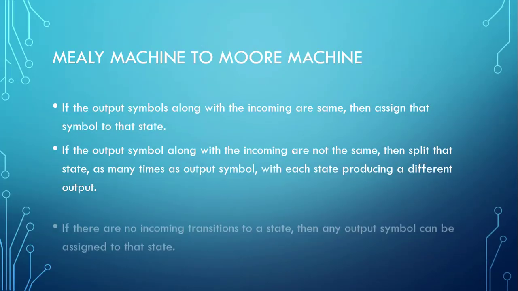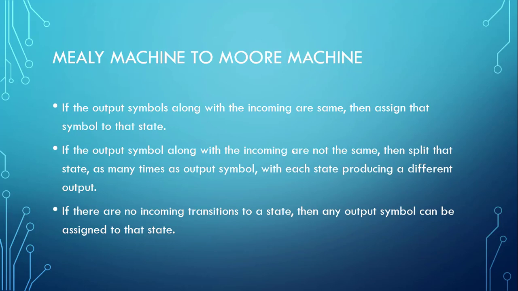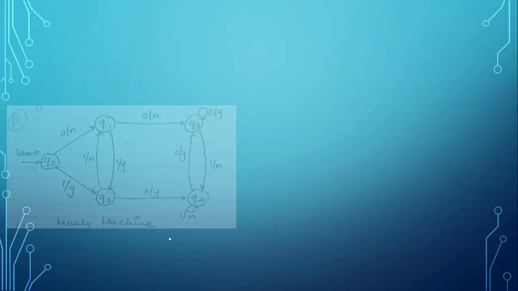So here we have three rules that we need to remember. First rule says, if the output symbols along with the incoming are same, then assign that symbol to that state. If the output symbol is not same, then split the states in the number of output symbols that are incoming to that state. And lastly, if there are no incoming transitions, then any output symbol can be assigned to that state. Okay, so let us understand this concept with an example.